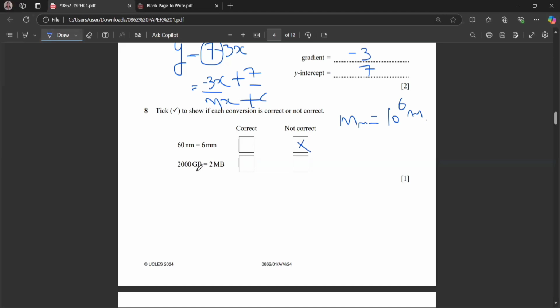Again, GB is bigger than MB. 1 GB is equal to 1000 MB. That means 2000 GB will be 2000 times 1000, that many MBs, right? So this is also not correct.